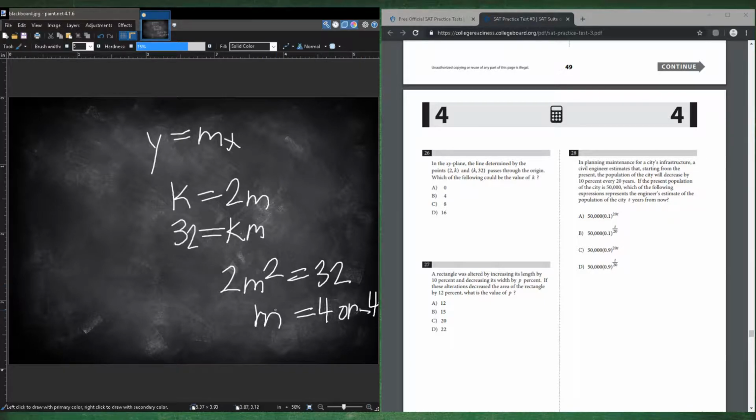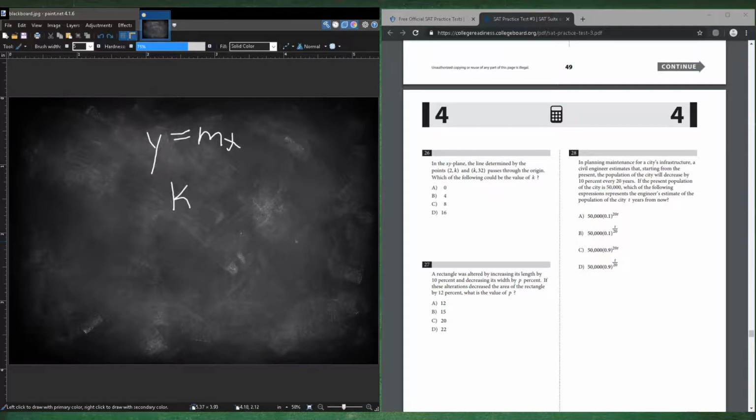I solved for m and I forgot to solve for k. k would be equal to 2m. So k is equal to 8 or negative 8. So the answer is C, because it has 8. Sorry about that. I didn't read the entire thing.